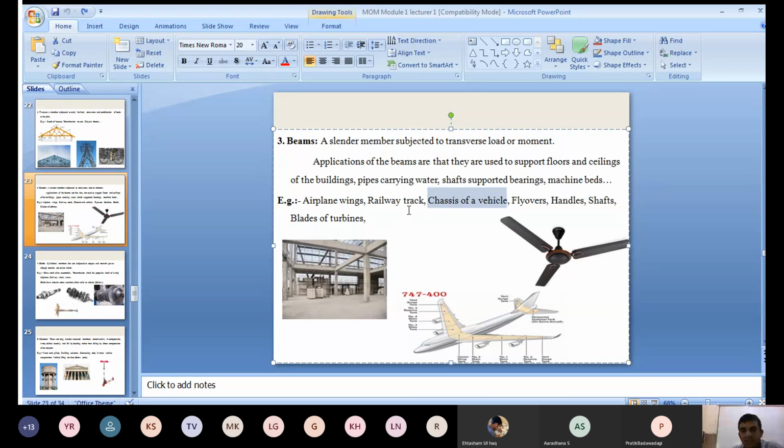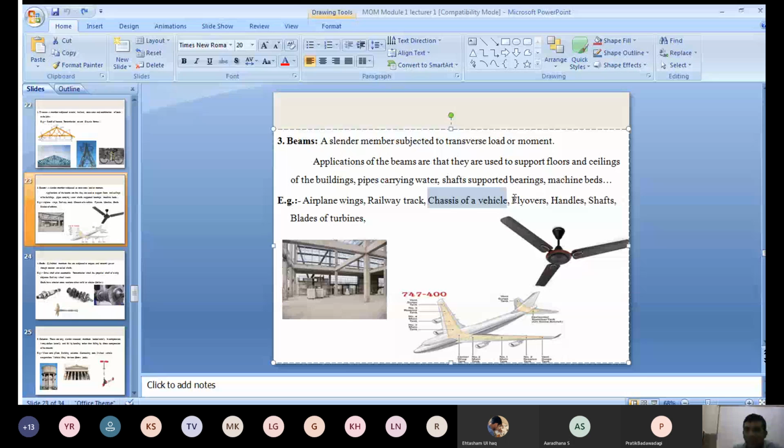Again, if you consider a chassis, the wheels are there, they support the chassis. What type of load is acting on the chassis here? Perpendicular to the axis of the chassis. That is a transverse load. Okay, that's a beam.